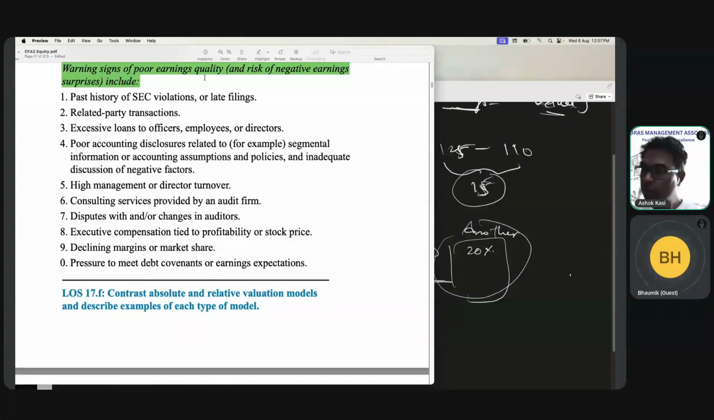Warning signs of poor earnings quality and risk of negative earnings surprises include: disputes, changes in auditors, consulting services provided by an audit firm, executive compensation tied to profitability, declining margins or market share.